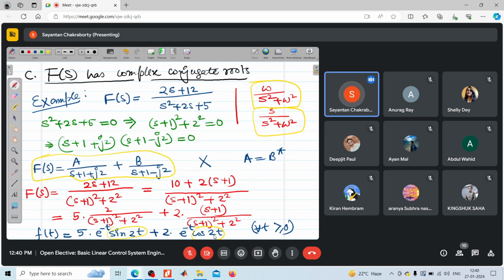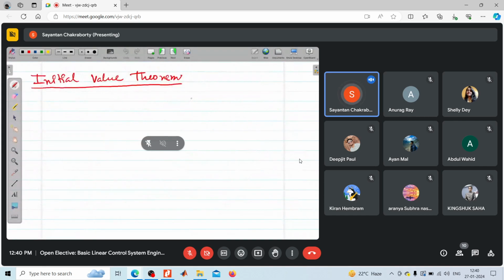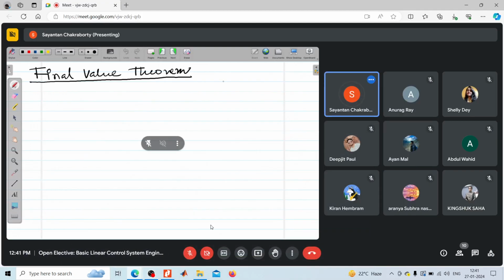So this is where I will stop. So I just intentionally missed on or not discussed about initial value theorem and final value theorem, which is a very important theorem regarding the Laplace transform. So in the next class, we're discussing the time response of a system. We shall discuss about initial value theorem and final value theorem. Okay. So in the next class, we shall discuss about the time response characteristics.